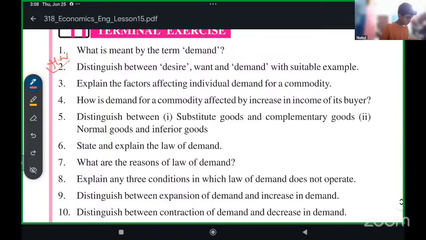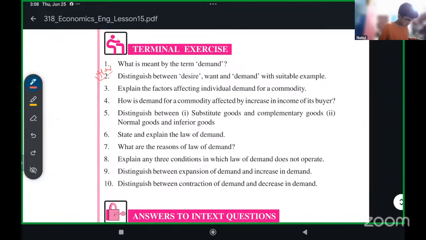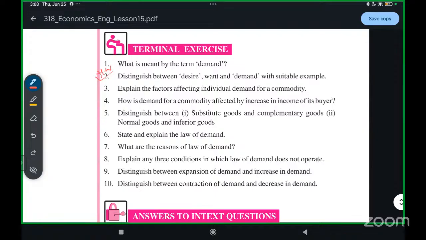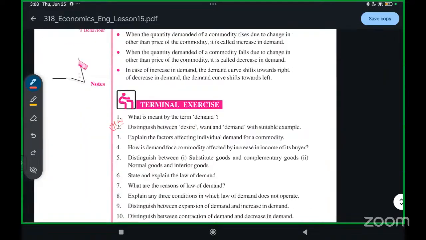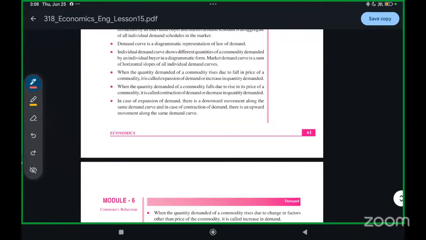Which page number is it, ma'am? Sorry, one second, I'll just tell you. No problem. It is page 49.